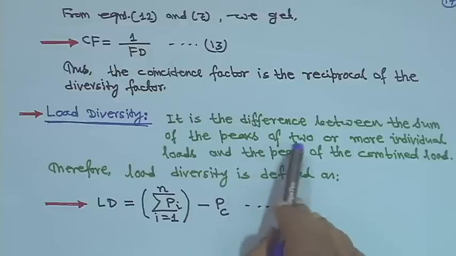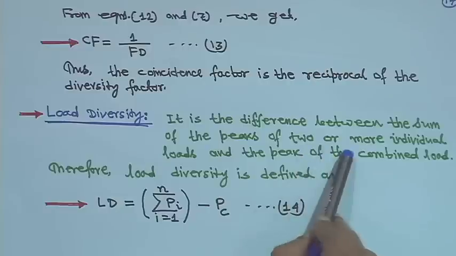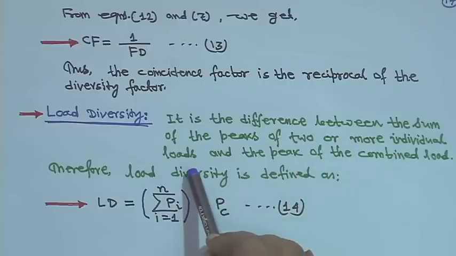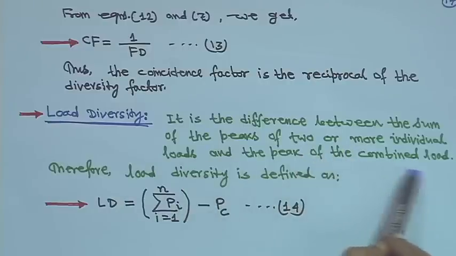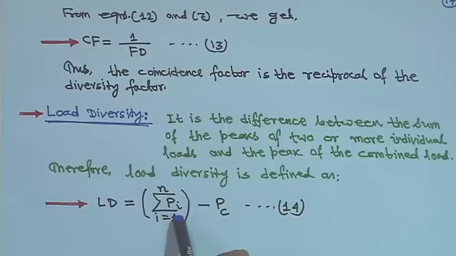It is the difference between the sum of the peaks of 2 or more individual loads and the peak of the combined load, right. Therefore, we define load diversity as LD is equal to sigma i equals 1 to n Pi minus Pc. This is equation 14.